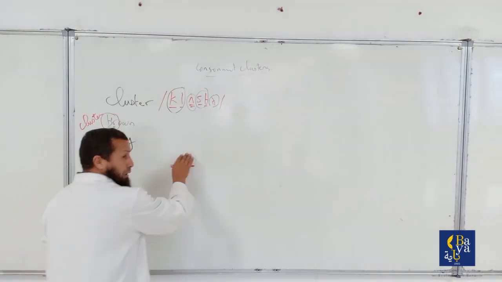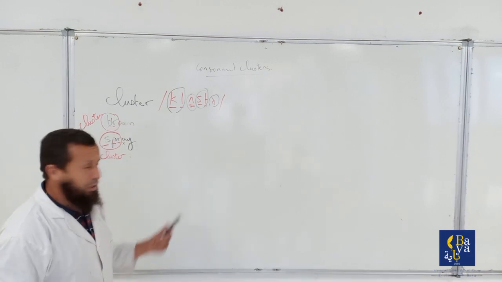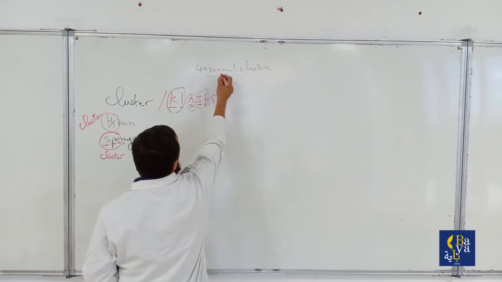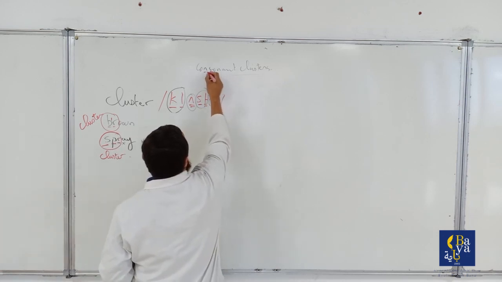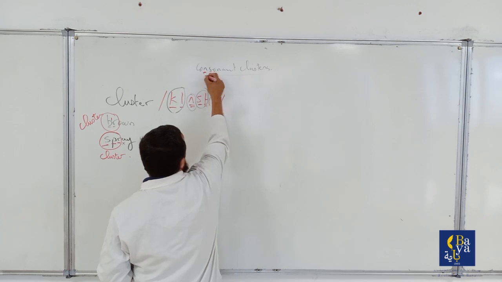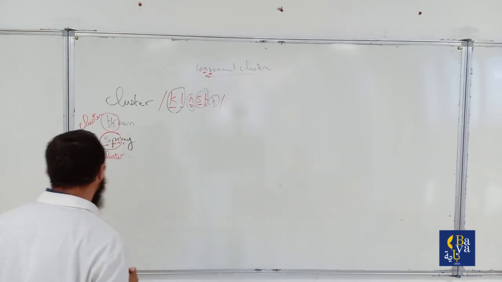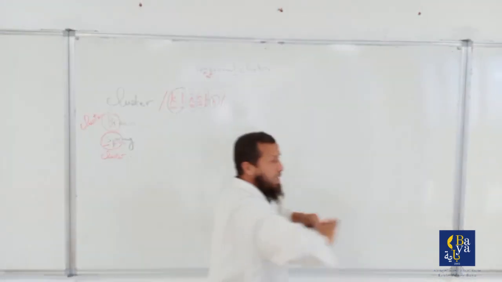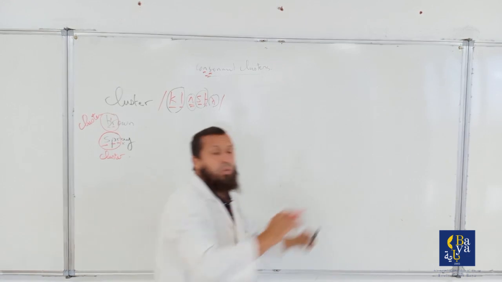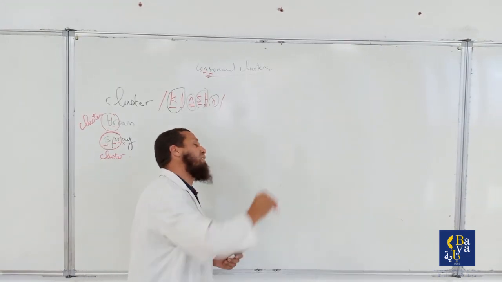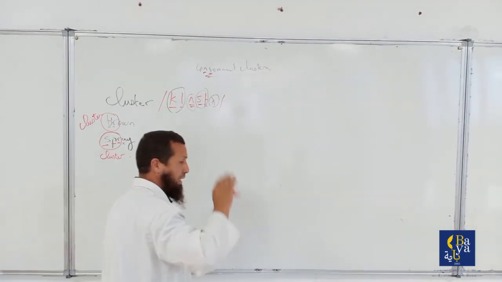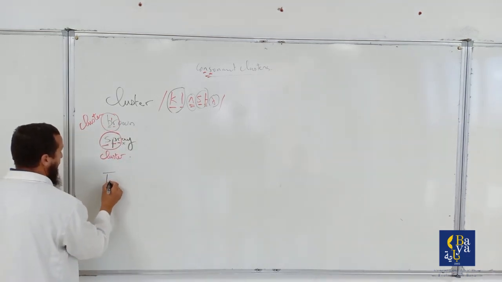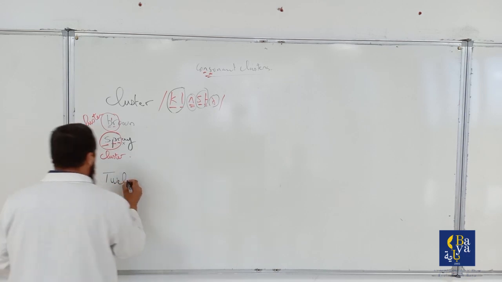In the middle, it's the same. And here we have the example. We have the cluster, we have the consonant. And at the end of the word, we can find up to 4. Okay, up to 4. I will give you an example.